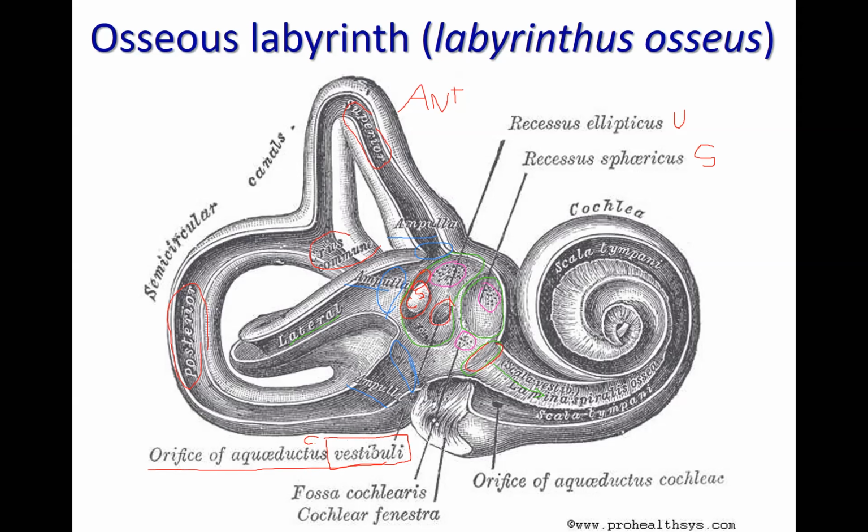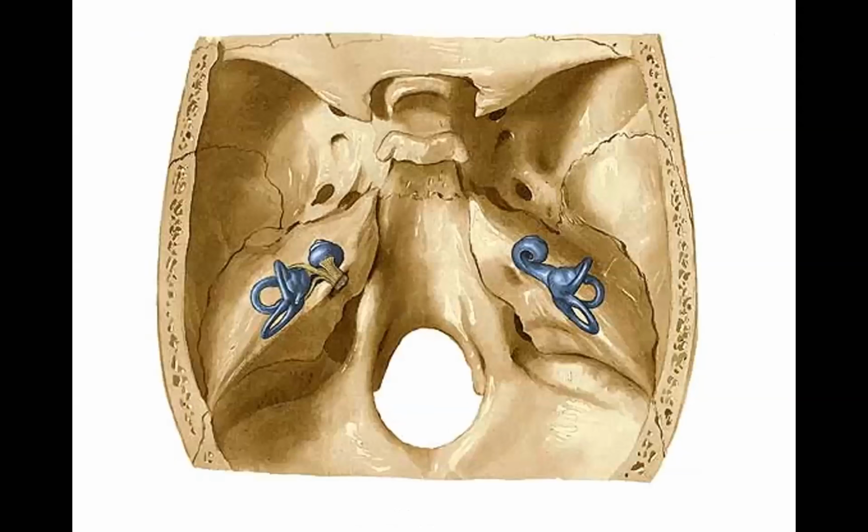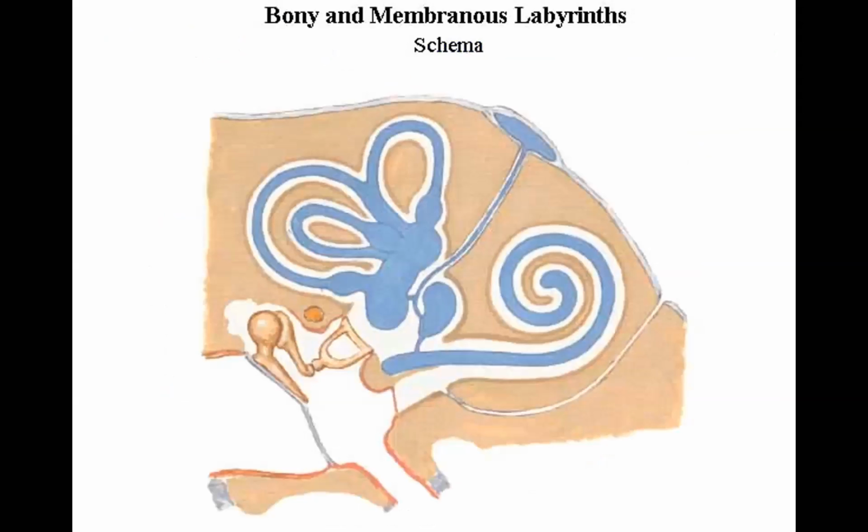Of course, into the vestibule you get through the oval window. The oval window is not visible here. What we can see is the round window. The round window would be here. But the oval window we have destroyed to see in. And I'll try to show you the oval window somewhere.